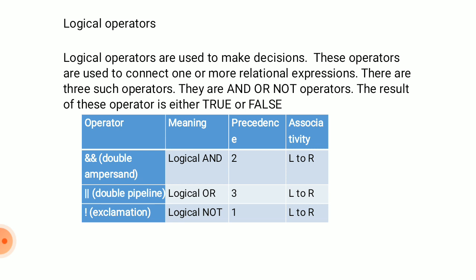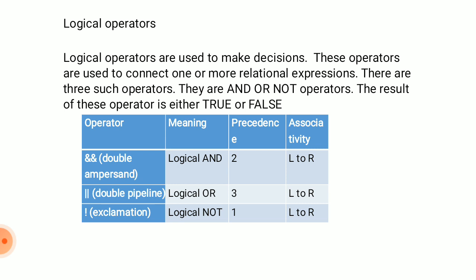The result of these operators is always true or false. True means the value 1 and false means the value 0, that is, binary values 1 and 0, or you can say true or false. So logical operators are basically used to make decisions. Now we will see the meaning of each operator, and its precedence and associativity.